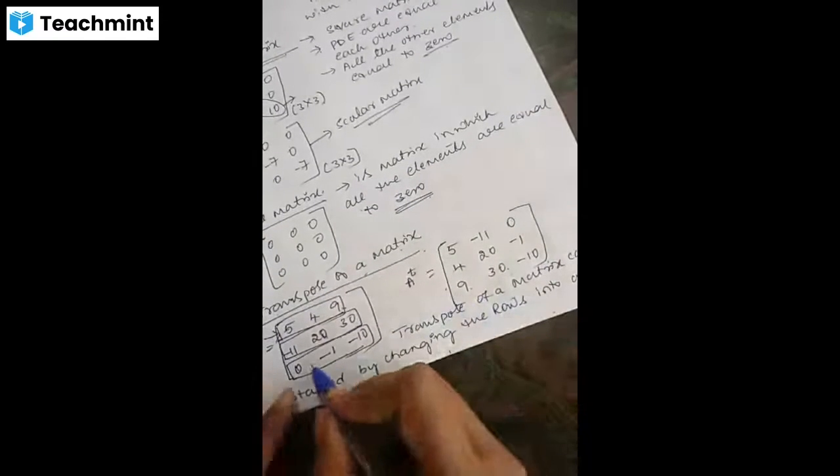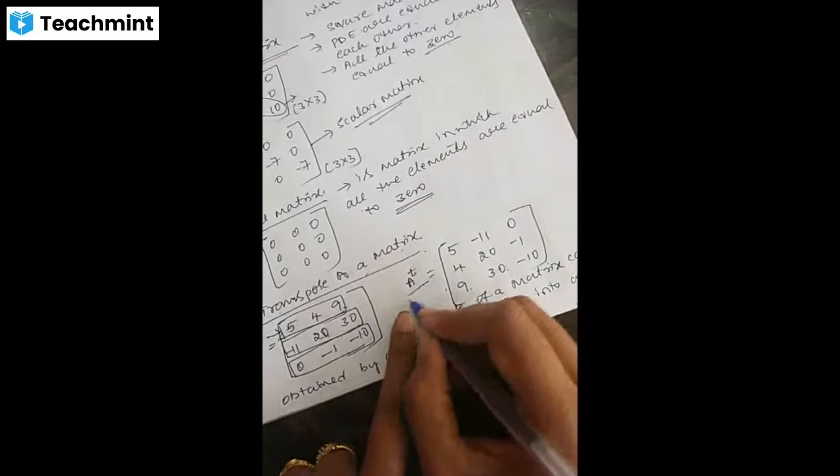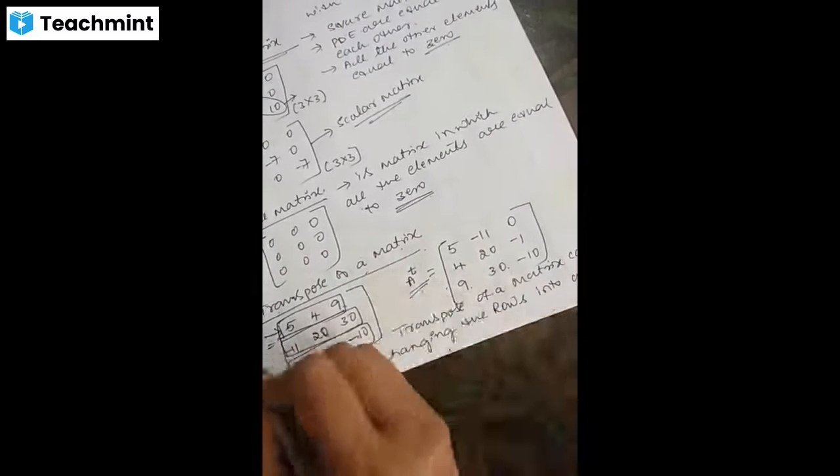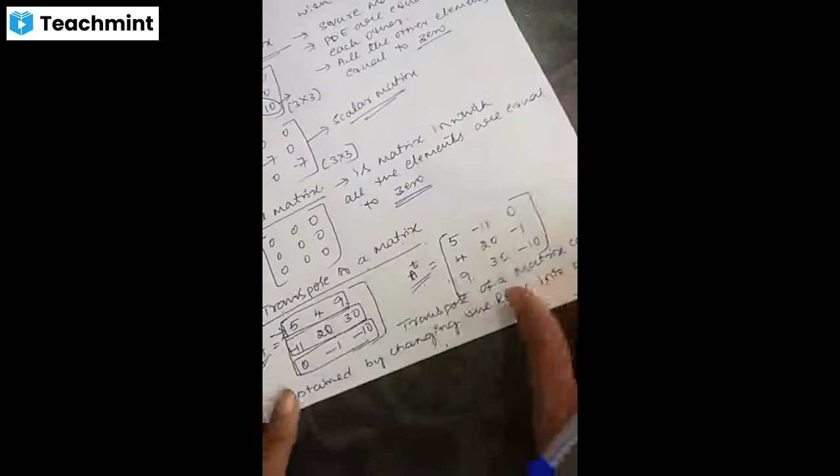So once you have transposed a matrix, then you have to write the letter A, that we call A transpose. You must have to write like this. Right? And the last one is that a symmetric matrix.